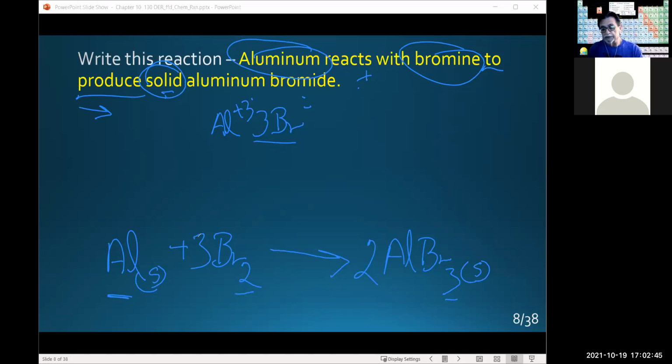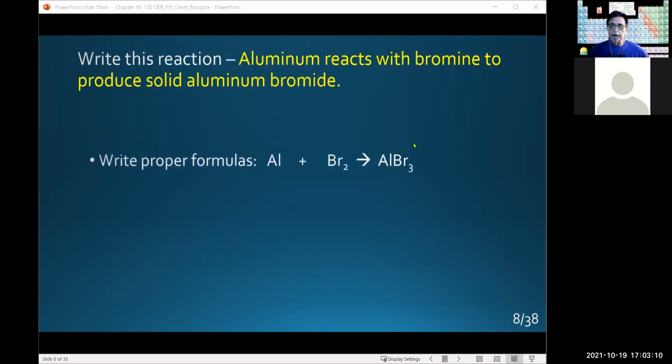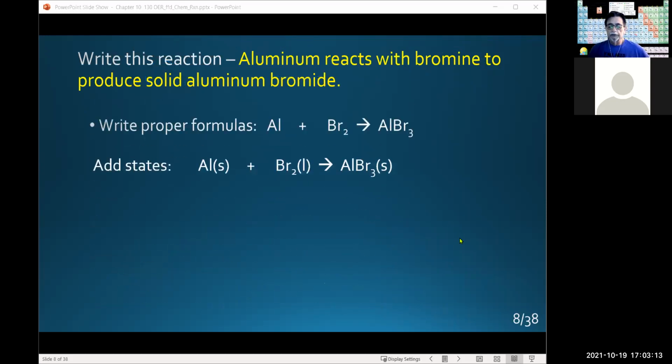What that does, it balances out our Brs. We got 6 on the left, 6 on the right. Brs are happy, but it did kick up our aluminum to 2. So we simply go to aluminum and add a 2 there. And now double check yourself. Everything's fine. We got the physical states. It's balanced. So let's take a look at the one that's not as messy. So we had the states and then we balanced it at the end. And there we go. We have a balanced chemical reaction.